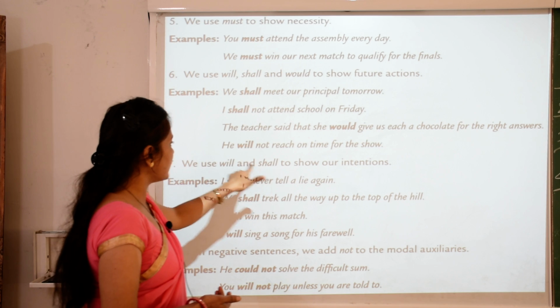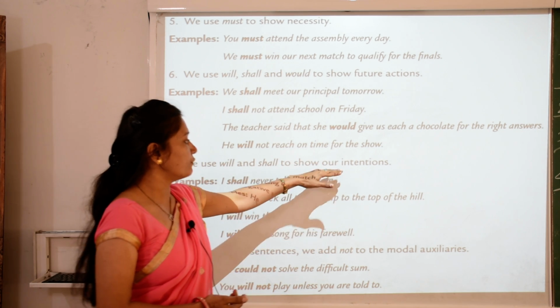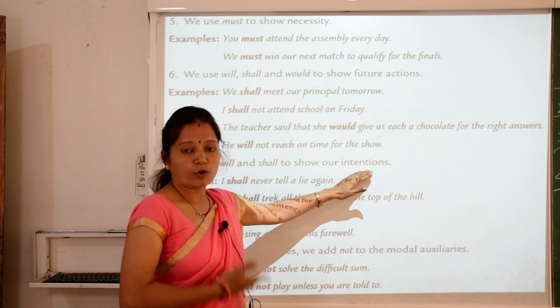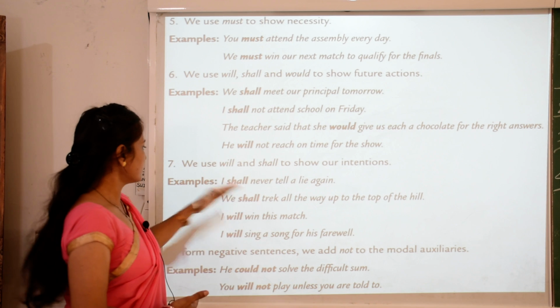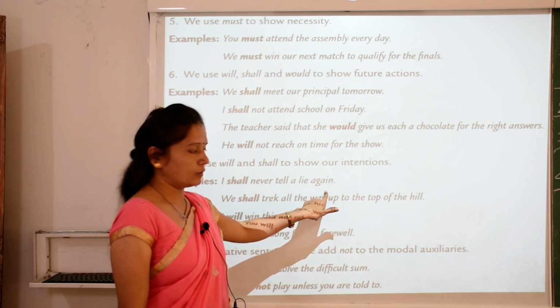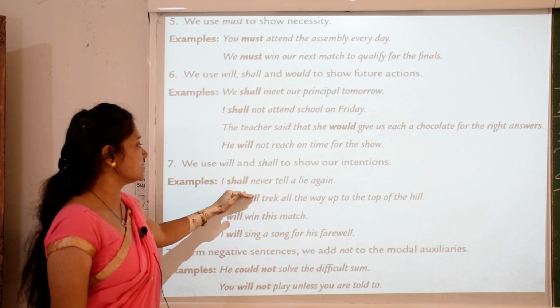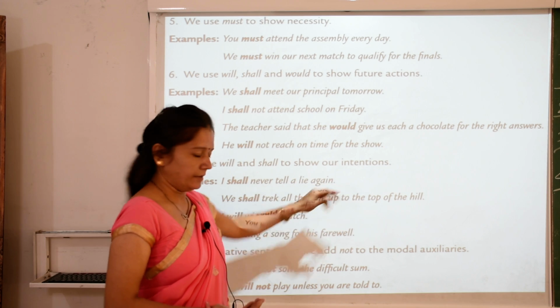We use will and shall to show our intentions. Okay, so if we want to show our intention, what we want to do, at that time we use will and shall. Let's read the sentence. I shall never tell a lie again. Okay, so in this sentence I am showing my intention.